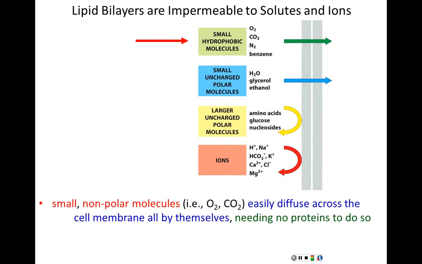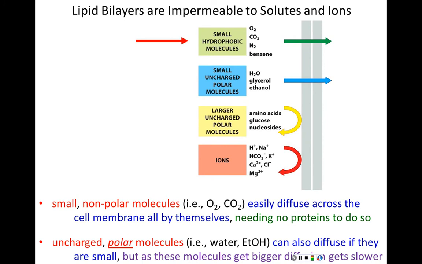So small, nonpolar. Okay, so these are non-water loving, small nonpolar molecules, and some examples are oxygen and carbon dioxide. The cell membrane doesn't even exist to them. They're small, so they move around easily. They're nonpolar, so they don't mind the hydrophobic environment of the cell membrane. They easily diffuse across the cell membrane, all by themselves. They don't need channels, they don't need transporters, they don't need any proteins. They float through the cell membrane like a ghost through a wall, so we don't need to worry about these molecules. They're going to flow just fine on their own.